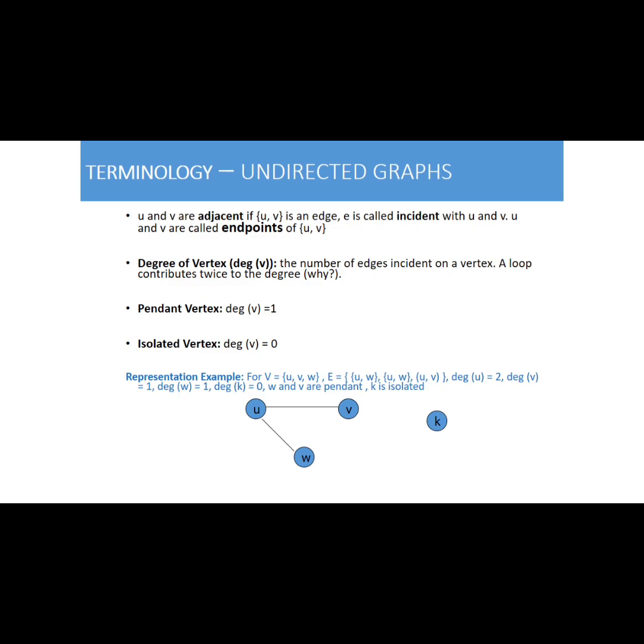So let us see this example for a simple graph U, V, W and K is an isolated vertex. Here the degree of U: that particular point is incident with 2 edges, so degree of U is 2. Degree of V is equal to 1, and the same, degree of W is equal to 1. Then what about degree of K? It is an isolated vertex. Here the edge set is empty, so degree of K is equal to 0 because K is isolated.